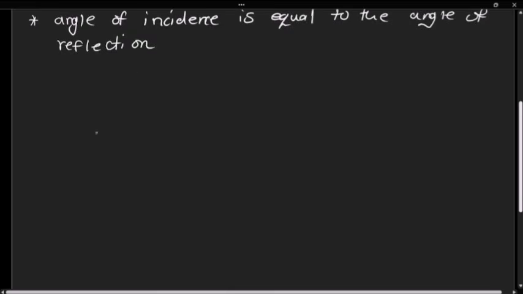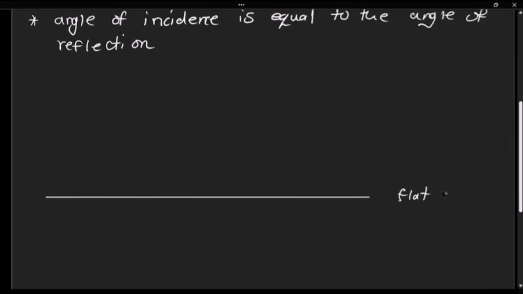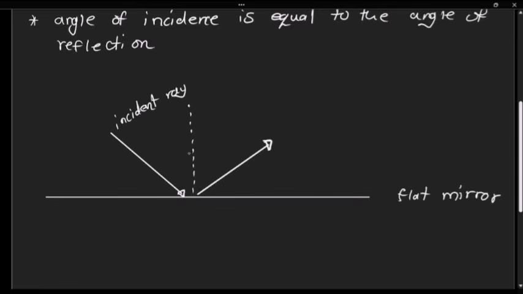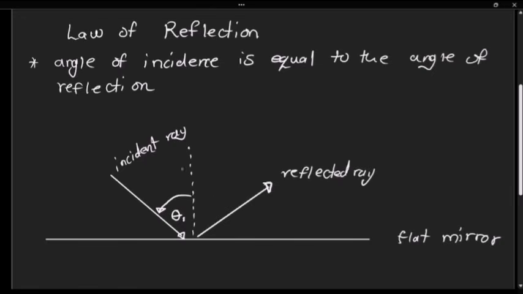But how do we measure those angles? In order to measure the angle of incidence and the angle of reflection, you must have a normal. Then we draw the normal with a dotted line perpendicular to the surface. To measure the angle of incidence, you measure from the normal up to the incident ray. And to measure the angle of reflection, you measure from the normal up to the reflected ray. So here theta 1 is equal to theta 2 according to the law of reflection.